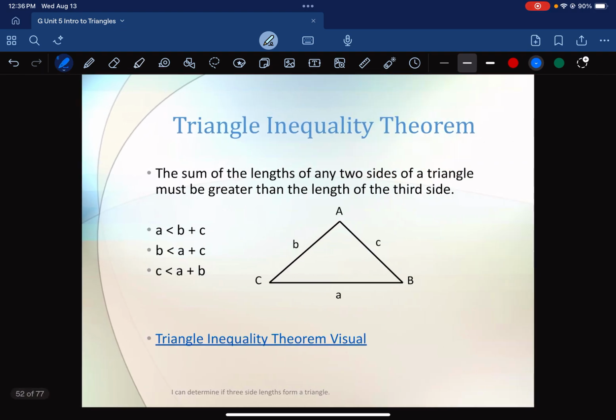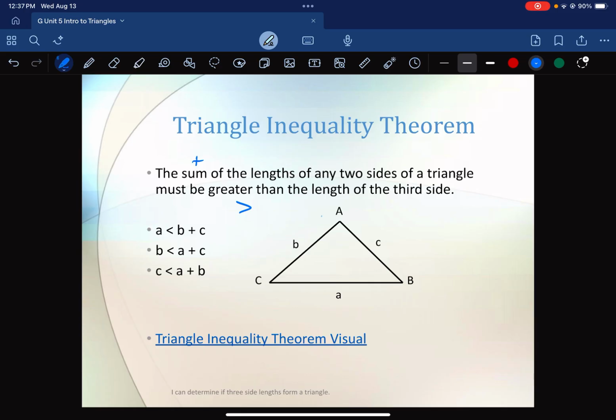So the triangle inequality theorem basically says this: the sum, or if you add any two sides, so the sum of the lengths of any two sides of a triangle must be greater than the length of the third side. So what does that look like mathematically?